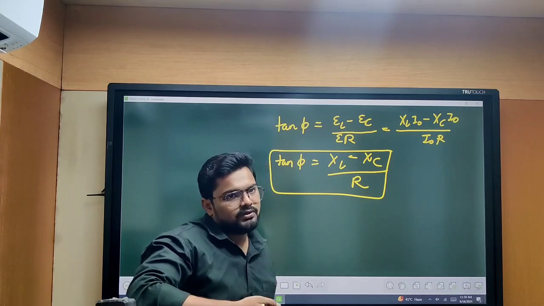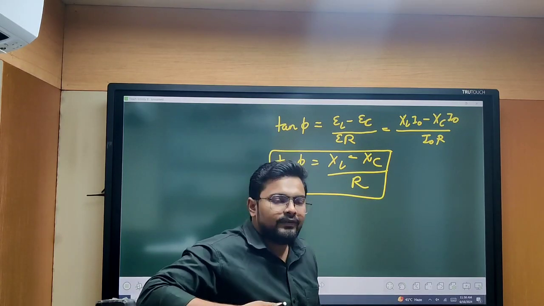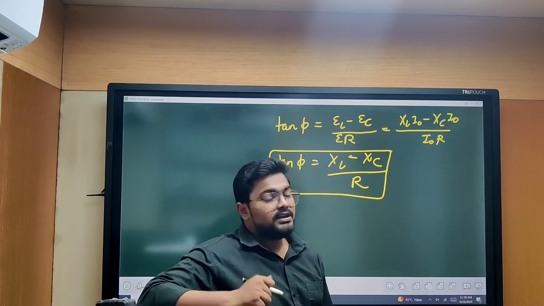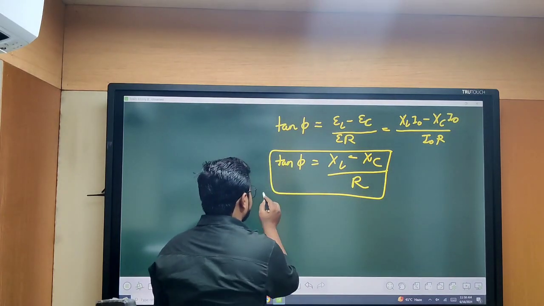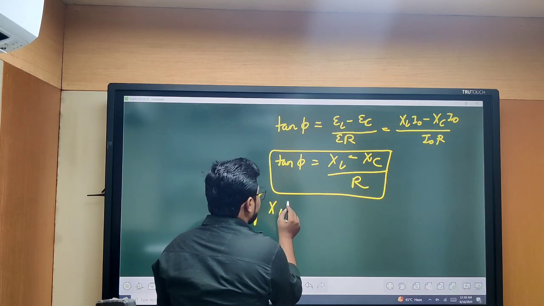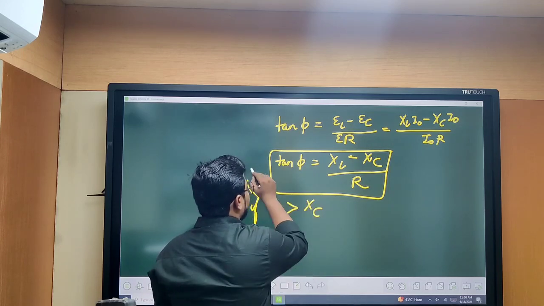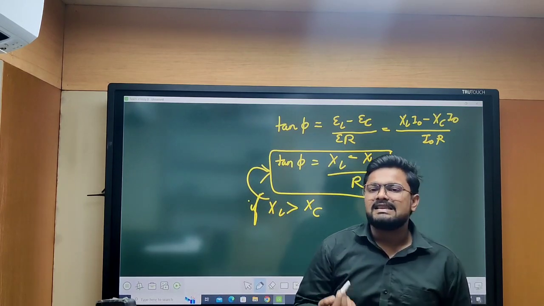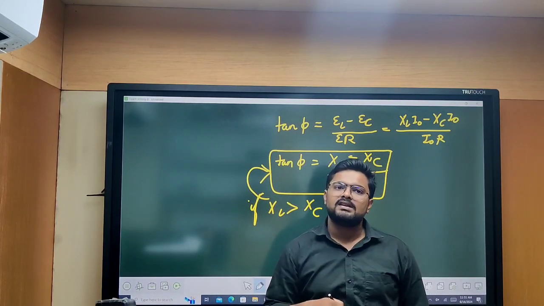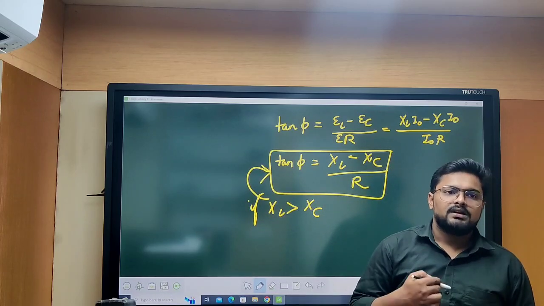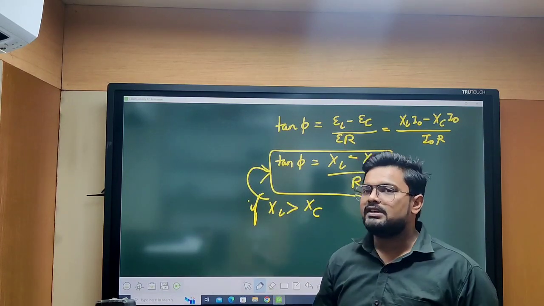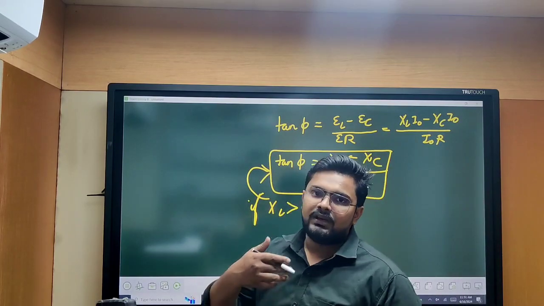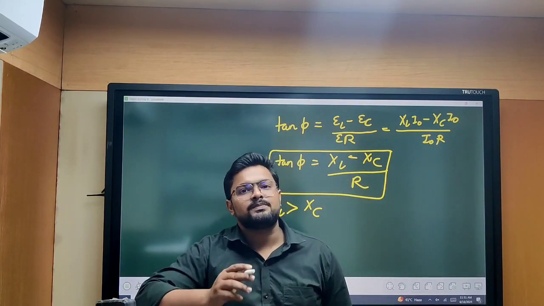But our question was how we will find whether the current is leading or the voltage is leading. So let's find out. If XL is greater than XC, the LCR circuit will be treated as an inductive circuit and the EMF will lead the current with phase pi by 2, or you can say that the current will lag with phase difference pi by 2.